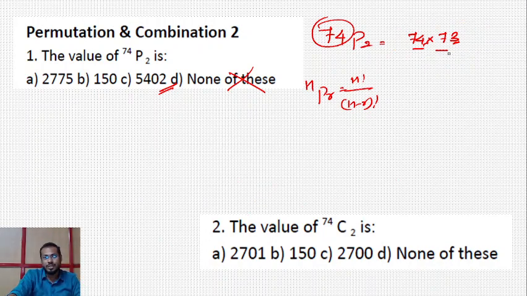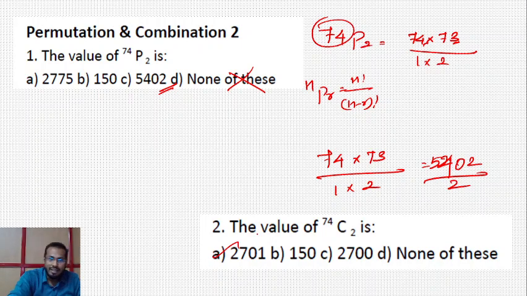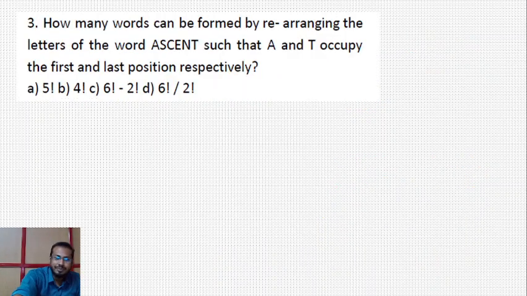74C2. Here it was combination. So combination means it had repetition. Repetition means over 1 into 2. This is combination. So 74 into 73 over 1 into 2. Whatever the answer you got, 5402 divided by 2, half of that is the answer. So this is the right answer. Let's move to the next question.